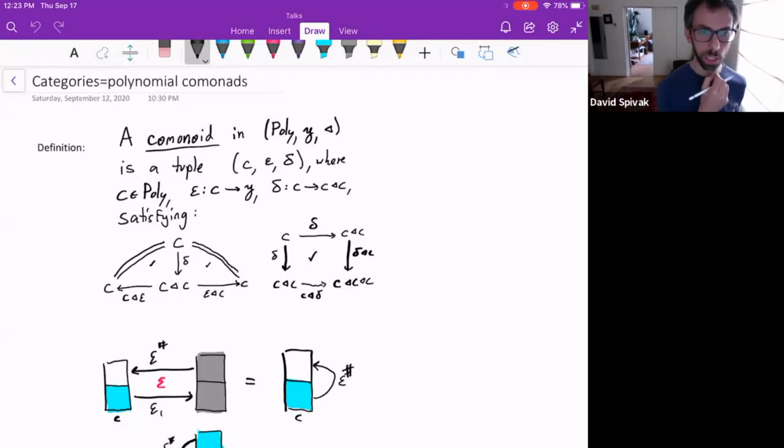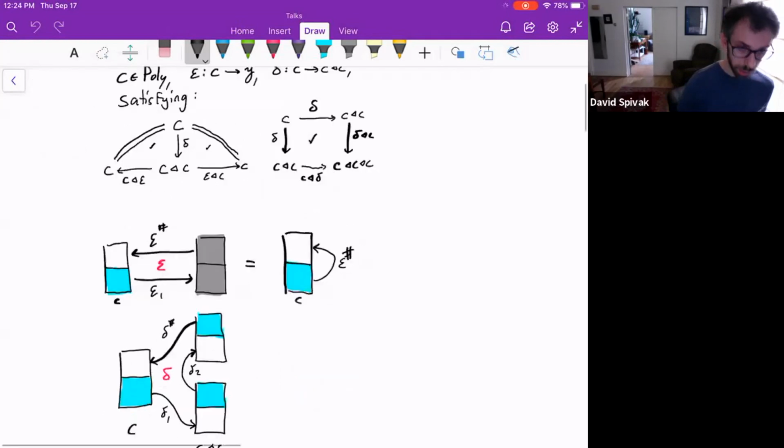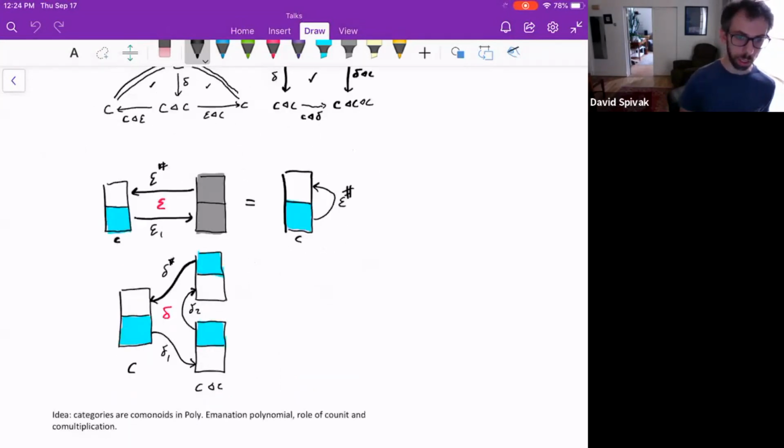epsilon is a map from C to the identity functor, and delta is a natural transformation from C to C composed C. It satisfies the conditions that if you do delta and then epsilon, you get back to the identity, and if you do delta twice, it doesn't matter what order. Now, in terms of polyboxes, these are the pictures I'll be drawing.